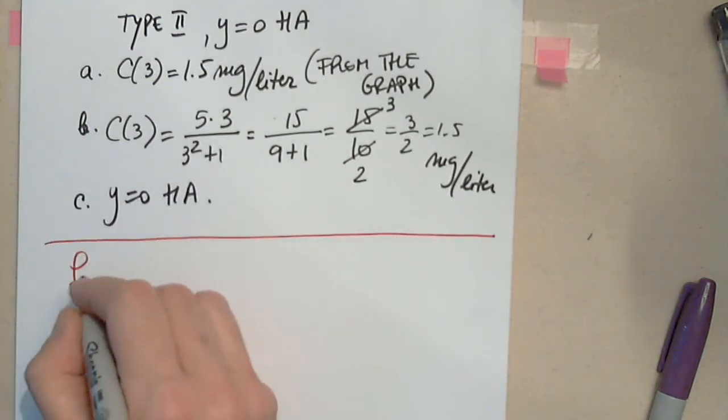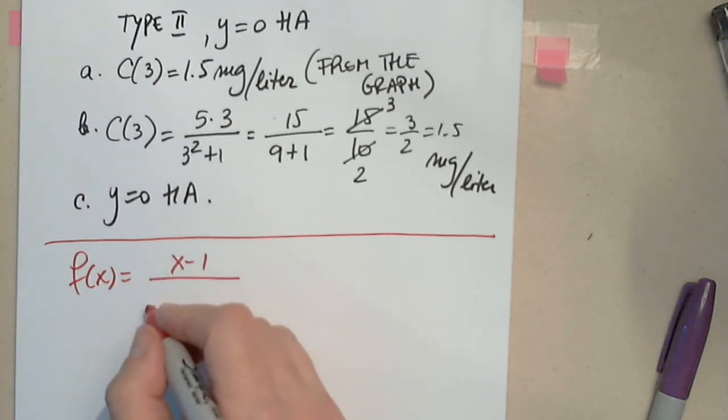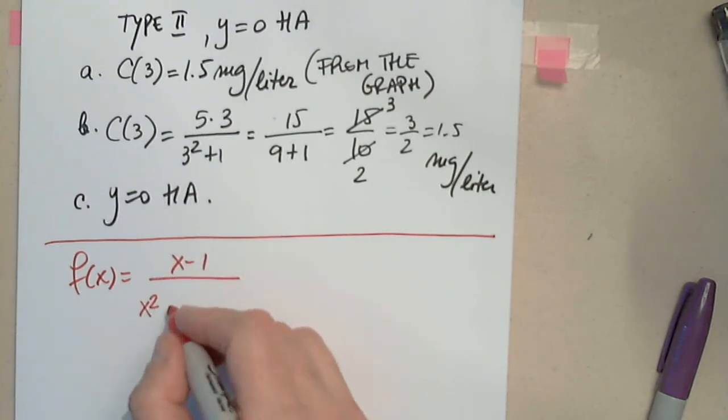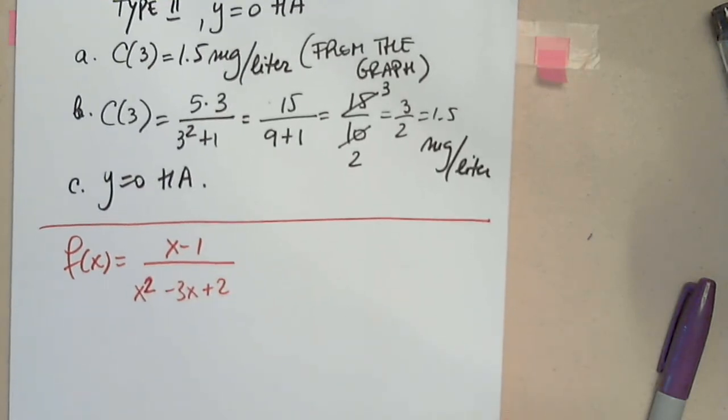So let's say f of x equals x minus 1 over x squared minus 3x plus 2. First of all, we are asked to graph it.